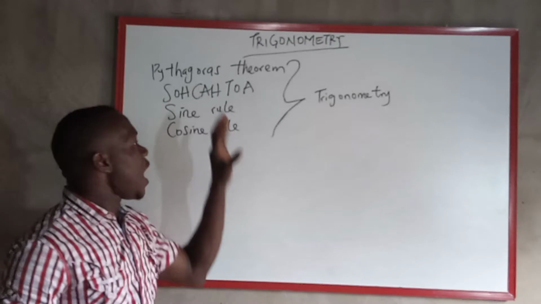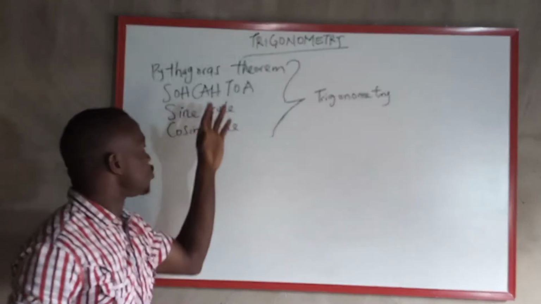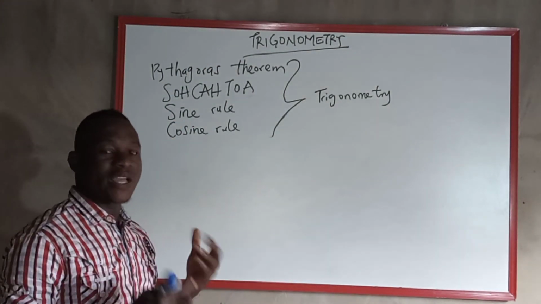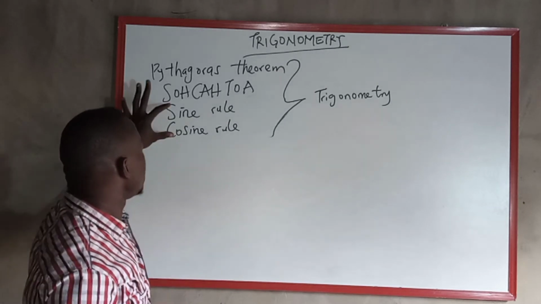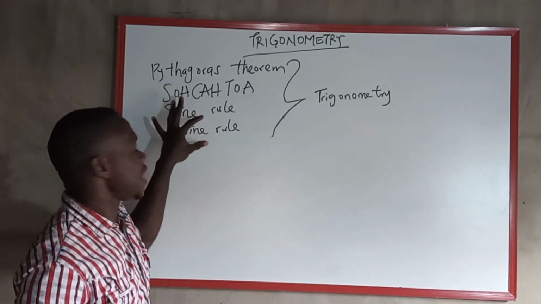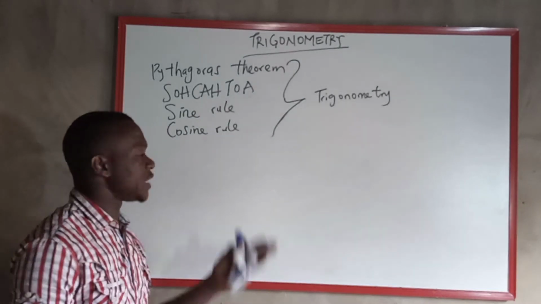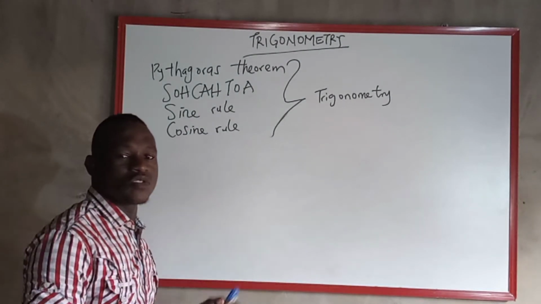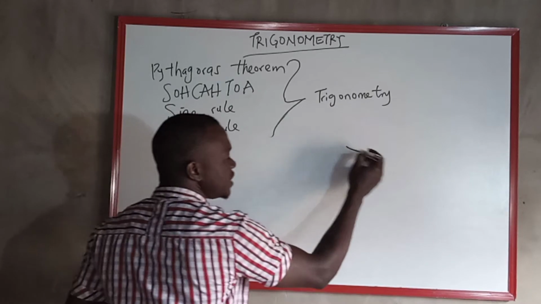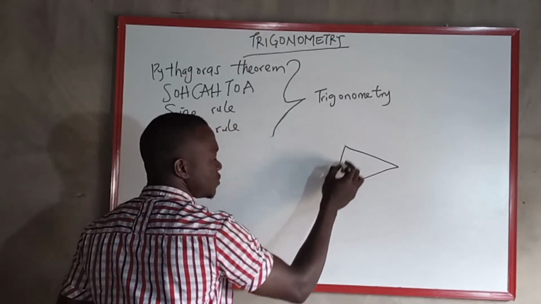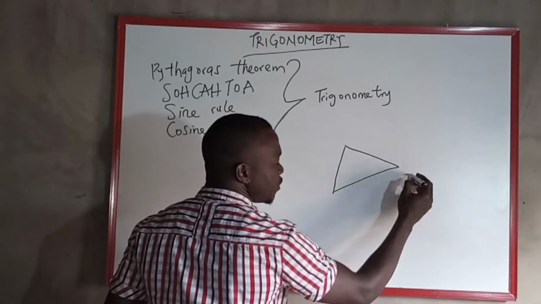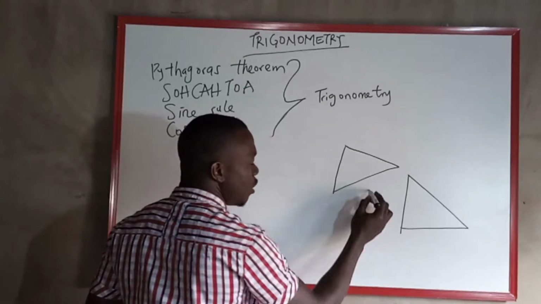Now, how do you know which of the rules to apply? If you have a right angle triangle, automatically you should not apply the sine rule and the cosine rule. So when you see a question and the question is a right angle triangle, what's a right angle triangle? A triangle that has one of the angles at 90 degrees. It may be in this form, it may be in this form, or in this form.